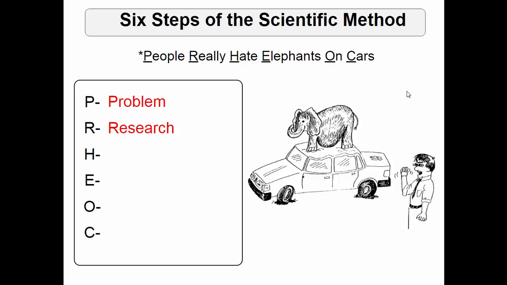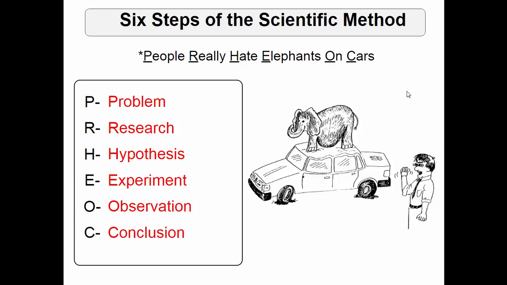Olympia? Hypothesis. I think you'll get the E. Devin? Experiment. Balthazar? Observation. And finally, Layla? Conclusion, good.